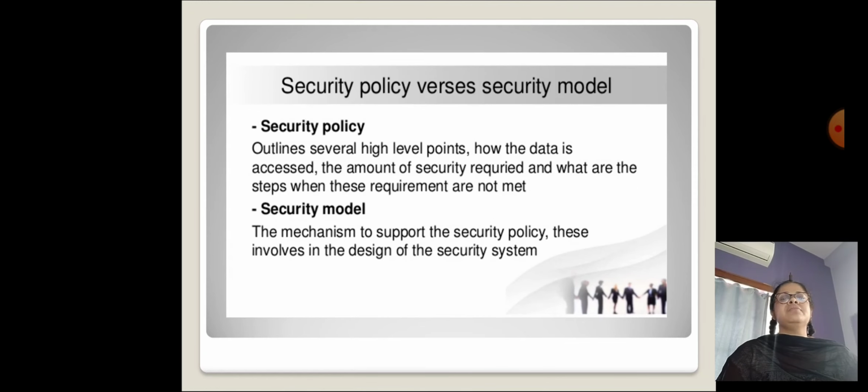Security policy versus security model. Security policy outlines several high level points: how the data is accessed, the amount of security required, and what the steps are when these requirements are not met. Security model, the mechanism to support the security policy. These are involved in the design of the security system.